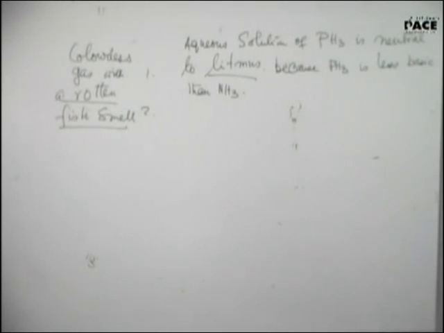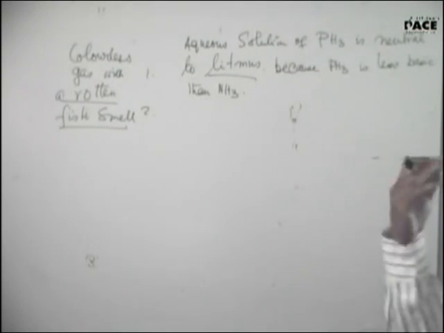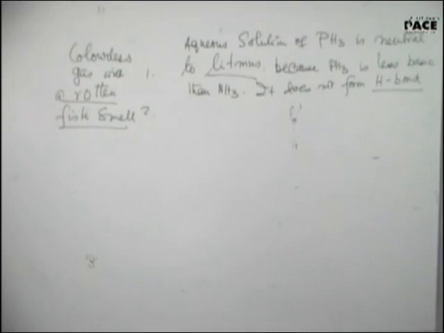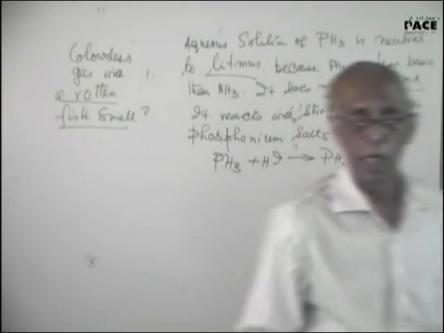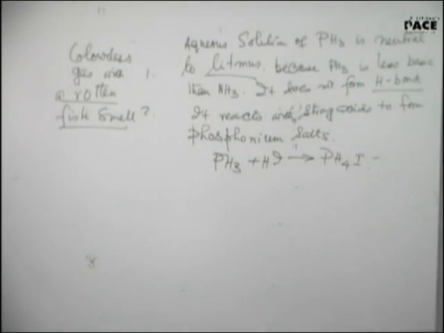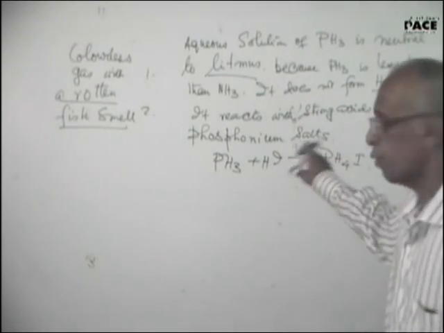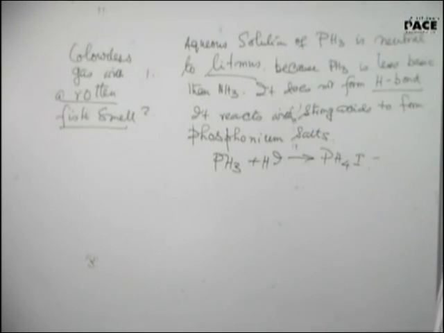If you take ammonia and dip red litmus paper, it will turn blue. But if you dip litmus in phosphine aqueous solution, it will not turn blue because it is less basic than ammonia. But it reacts with a strong acid. So a weak base will react with a strong acid to form a salt. So phosphine, when you react with hydroiodic acid, which is the strongest acid, will react as a weak base to form a salt, phosphonium iodide.